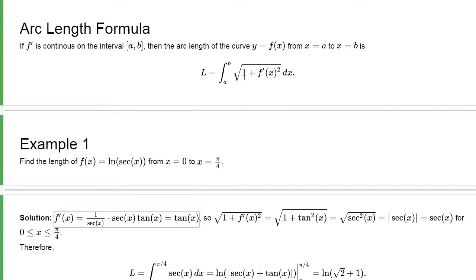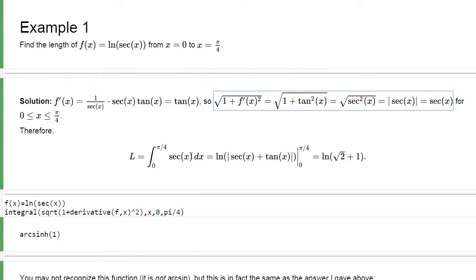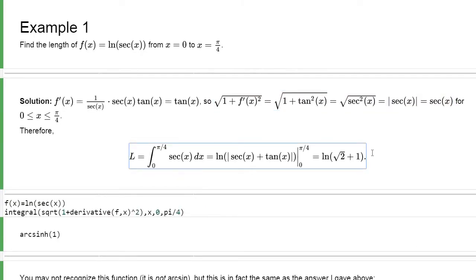Alright, so the formula says take the square root of 1 plus f prime squared. f prime is tangent, so we get tangent squared. 1 plus tangent squared is secant squared. That's one of the Pythagorean identities you learned in trigonometry. The square root of secant squared is the absolute value of secant. And because x is between 0 and pi over 4, secant of x is positive, so the absolute value of secant is secant. That means this thing inside the arc length formula all simplifies to secant. So this arc length is the integral from 0 to pi over 4 of secant of x.